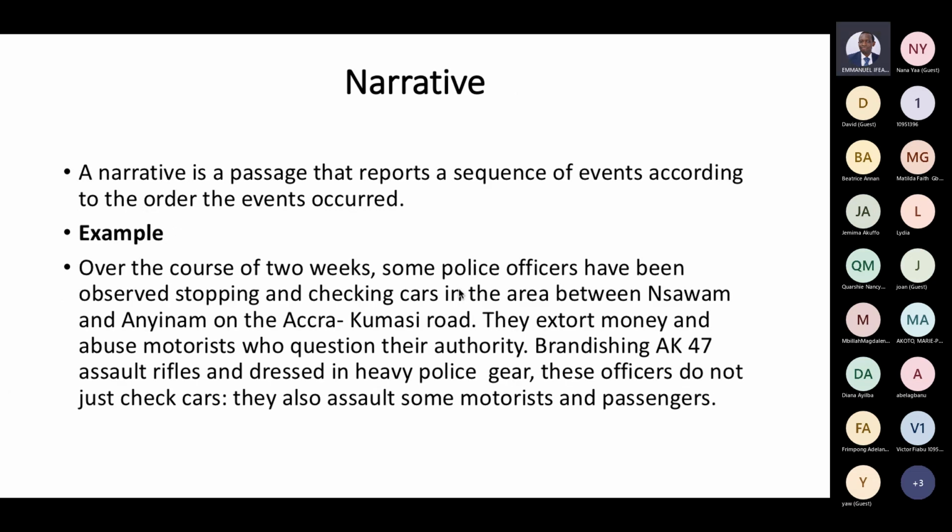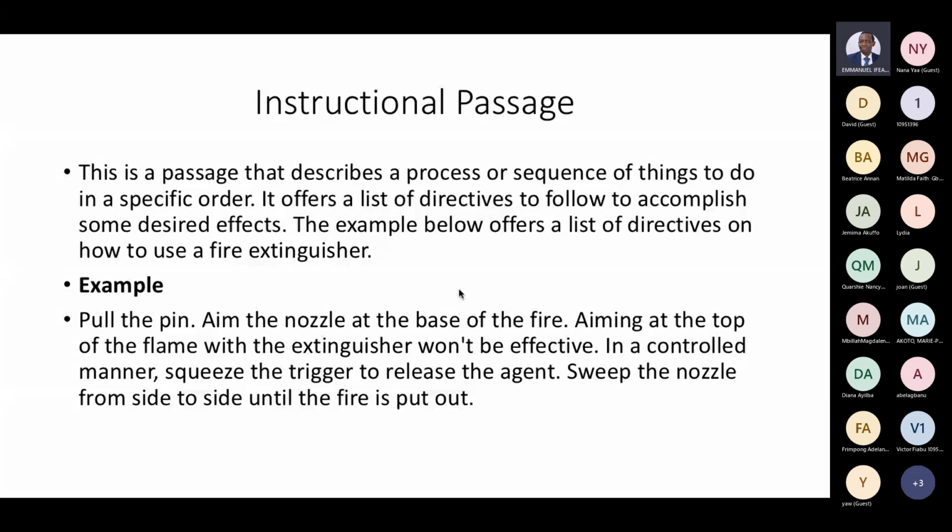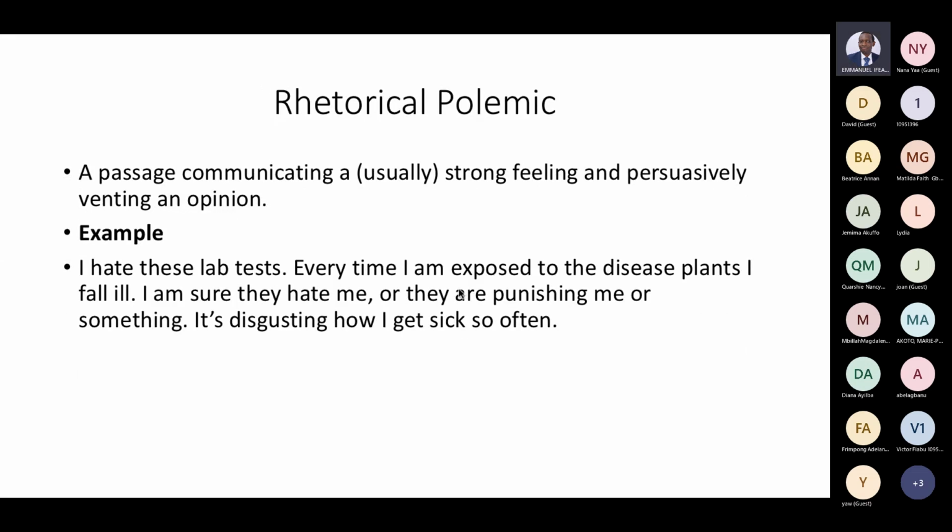A narrative is a passage that reports a sequence of events according to the order of the events. So a story is a narrative. Any story is a narrative. An instructional passage is just a collection of imperatives. Then we have the rhetorical polemic, a passage that communicates a strong feeling.